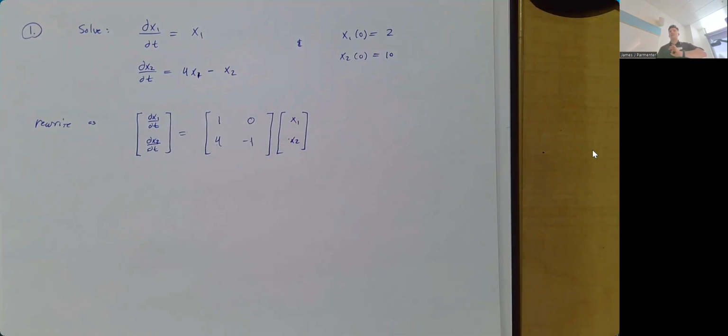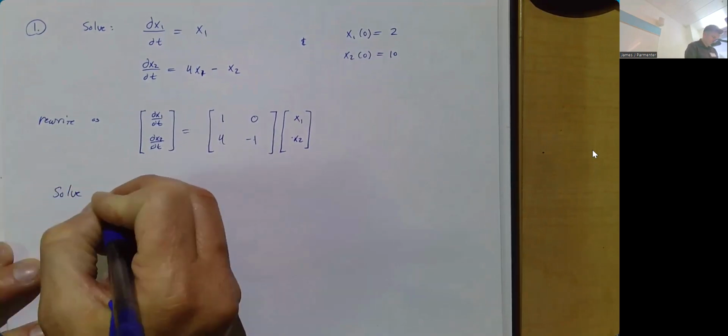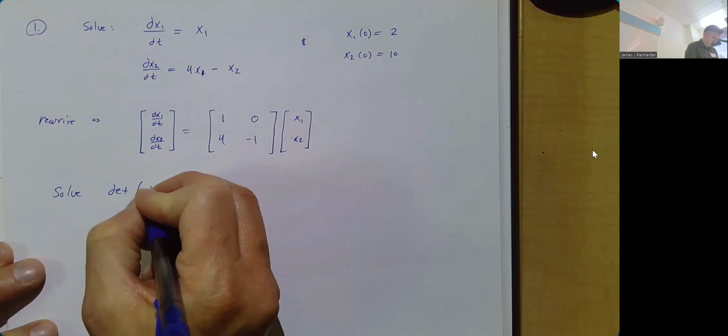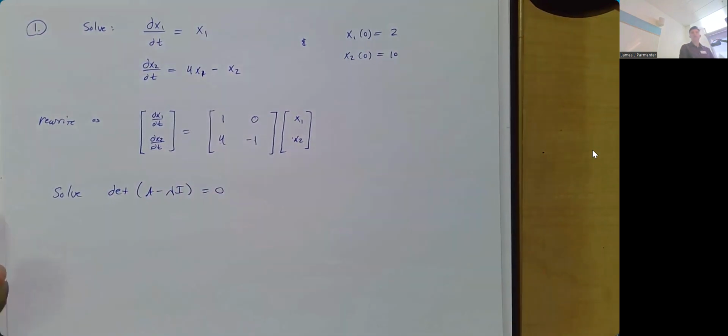Let's find the eigenvalues. So we're going to solve the determinant of A minus lambda I equal to 0. By the way, I is the identity matrix. I think your teacher might have called it the unit matrix or something. It's the matrix with the ones on the diagonal and zeros everywhere else. Or you could think of it as like the number 1. It's the thing that if you multiply by it, it doesn't change it at all.